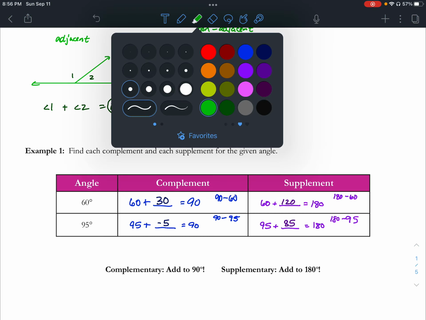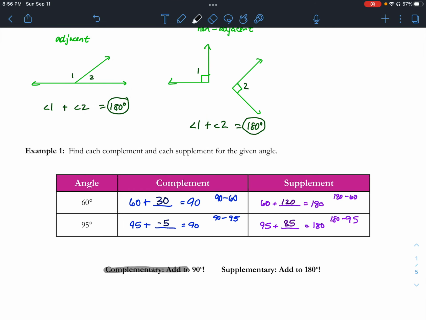But again, huge, huge keynotes for us today. Complementary angles must add to 90 degrees. Supplementary angles must add to 180 degrees.